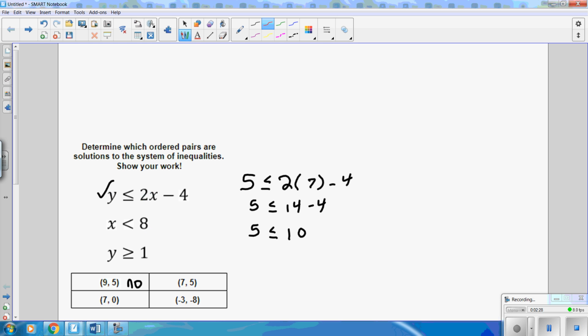Then we're going to plug 7 in for x right here. So 7, is that less than 8? That's true, so it works there. So we're going to plug 5 in for y right here. So you're going to have 5 is greater than or equal to 1. Is that true? Is 5 greater than 1? And I would say yes, that works here. So it works for all three. Therefore, 7, 5 is a solution to the system. So this would be yes. Remember, this was no.